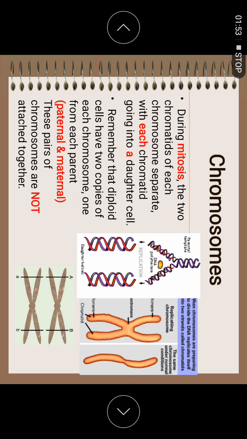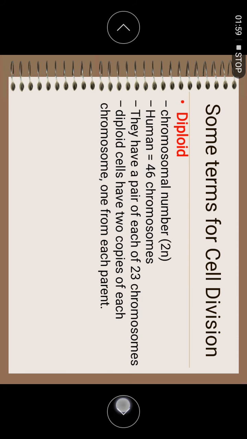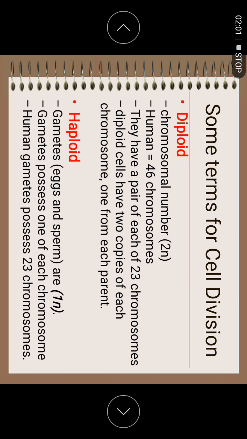But these homologous chromosomes are not attached together. We will see what homologous chromosomes are later on, after this topic. Now the first thing is the terms. The terms that we can use in cell division, most of the time we will see, are diploid and haploid. Actually, we have started with the words. So what is diploid?